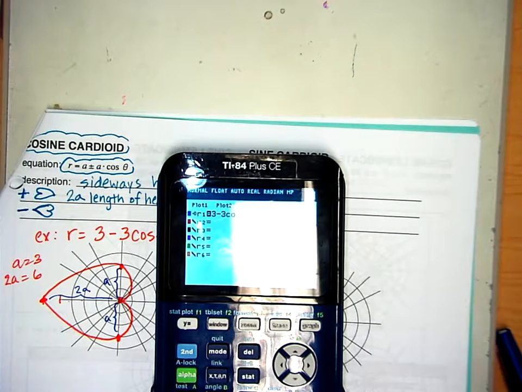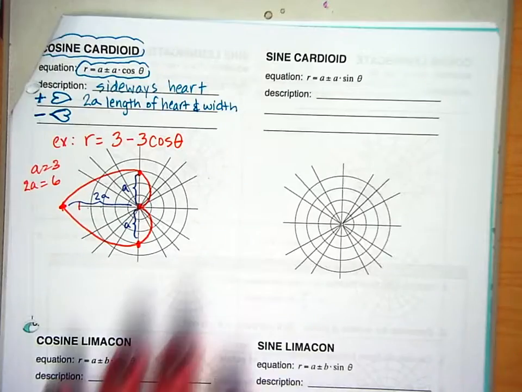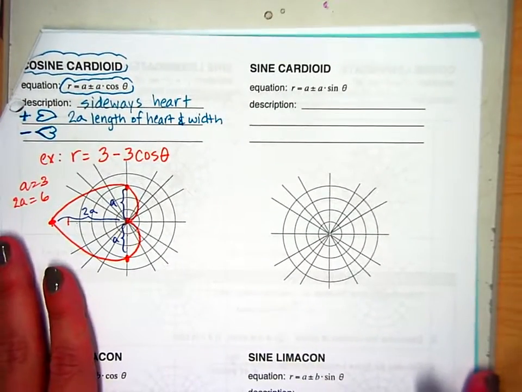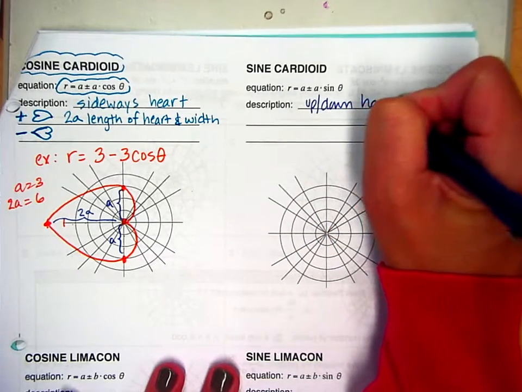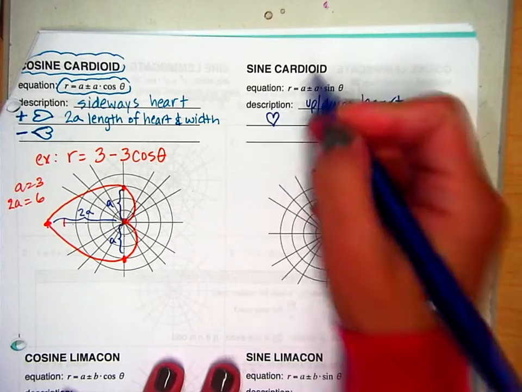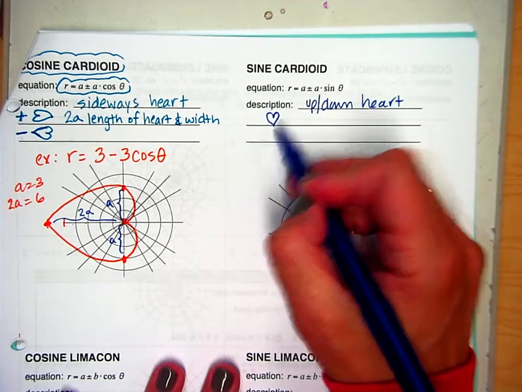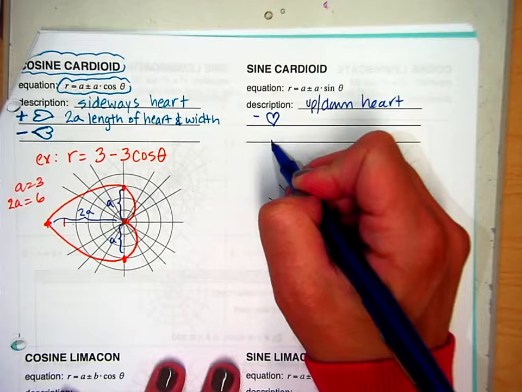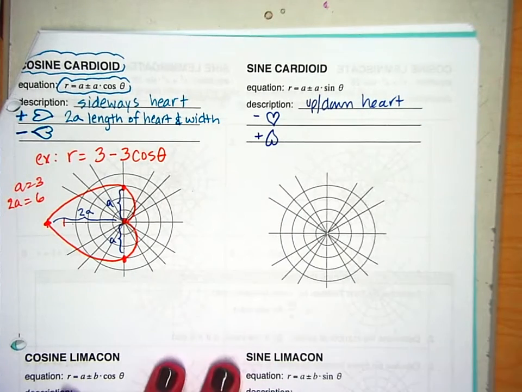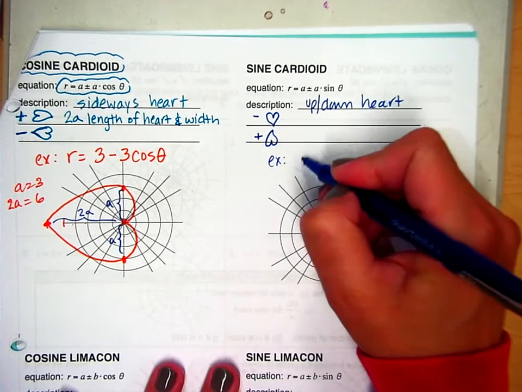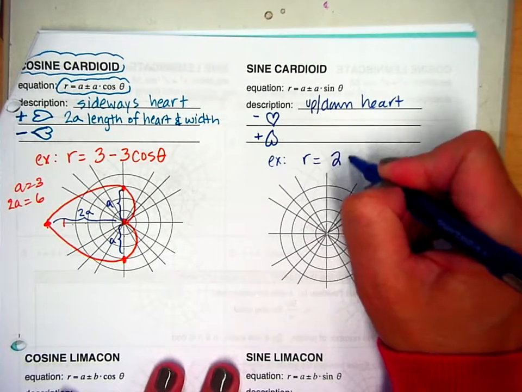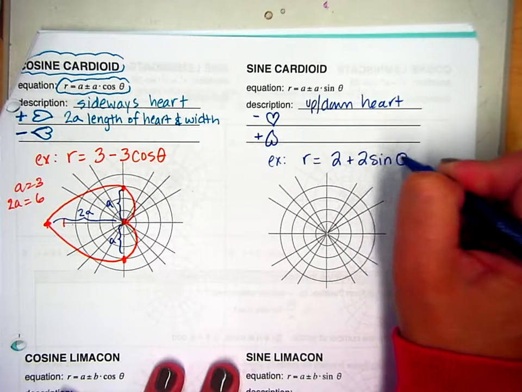Sine cardioid, same idea, you guys, except it's going to be a regular old heart, an up and down heart. If it's a regular heart, since the pointy end is going down, this is your negative. When it's an upside down heart, the pointy end is going up, so that's your positive. And it's the same idea with the a's. So let's do an example. R equals 2 plus 2 sine theta. Why don't you guys do 2 plus 2 sine theta.